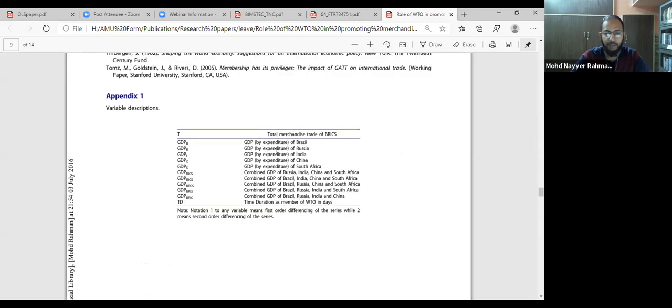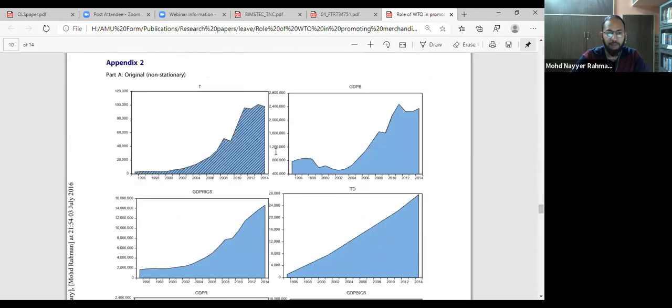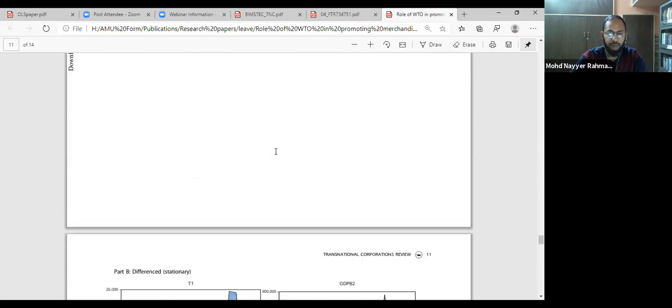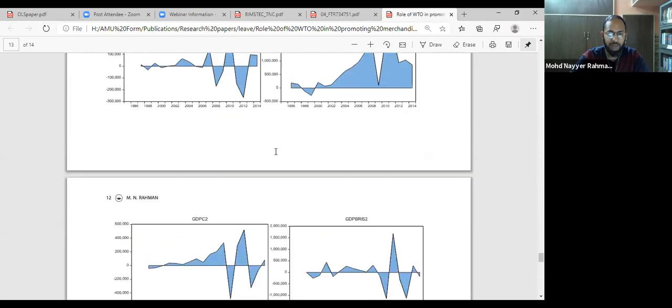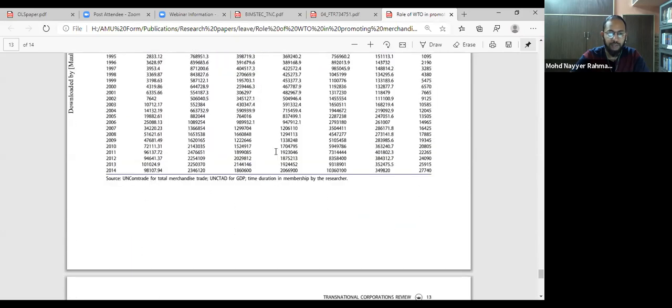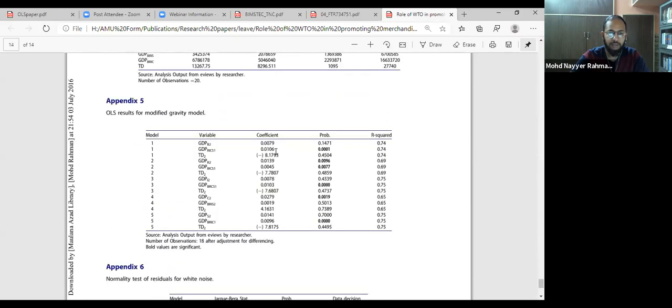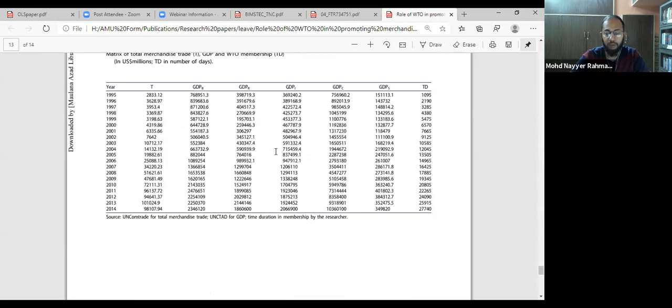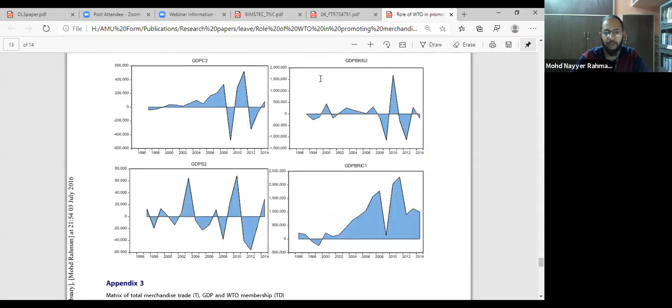For example, the variable description is there. The stationarity of the original series is there, and the transformed data is then shown, how it got transformed into a different series. Then the data sets are there, then OLS results are there, and then the normality test of white noise is there. White noise is something different. So we can have all these things for you in future.